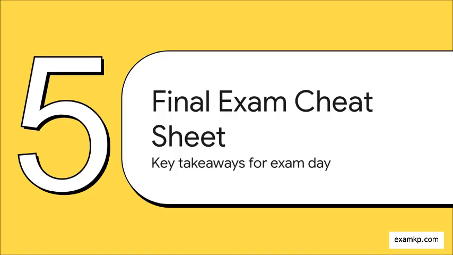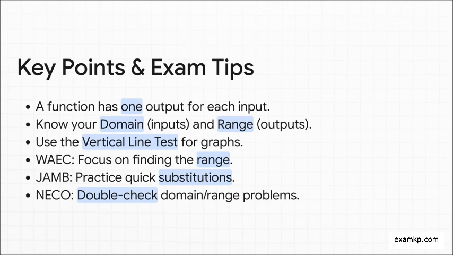Okay, we've covered a lot of ground. So let's boil it all down to the absolute must-knows. This is your final cheat sheet to carry in your head on exam day. Alright, let's lock this in. The number 1 rule, the most important thing: a function has 1 output for each input. Period. Know your vocabulary. Domain is your inputs, range is your outputs.